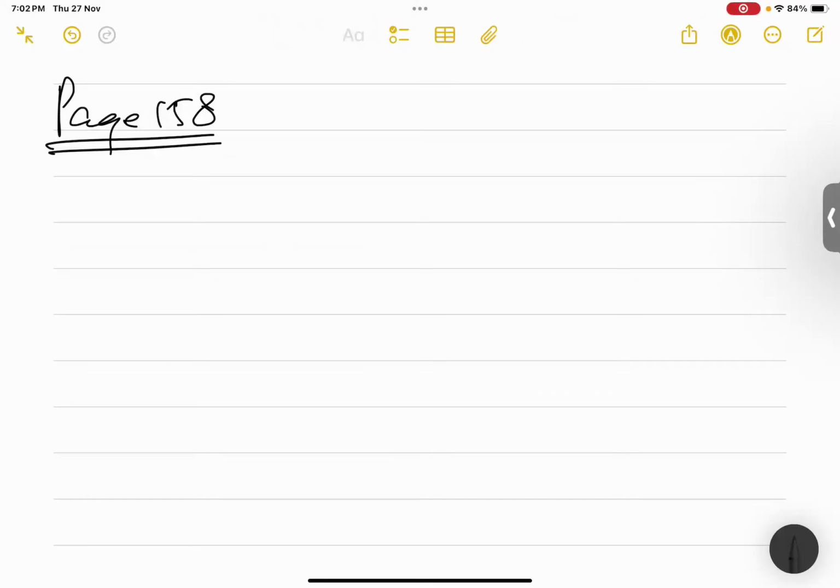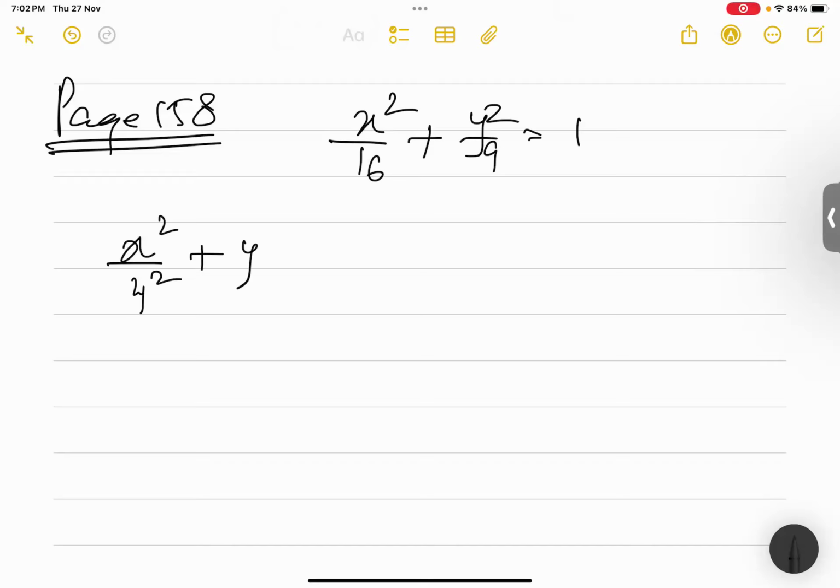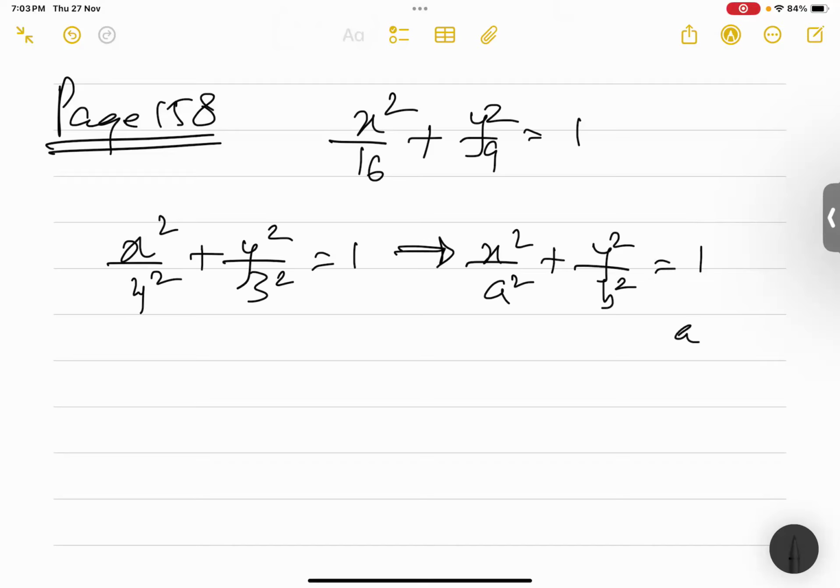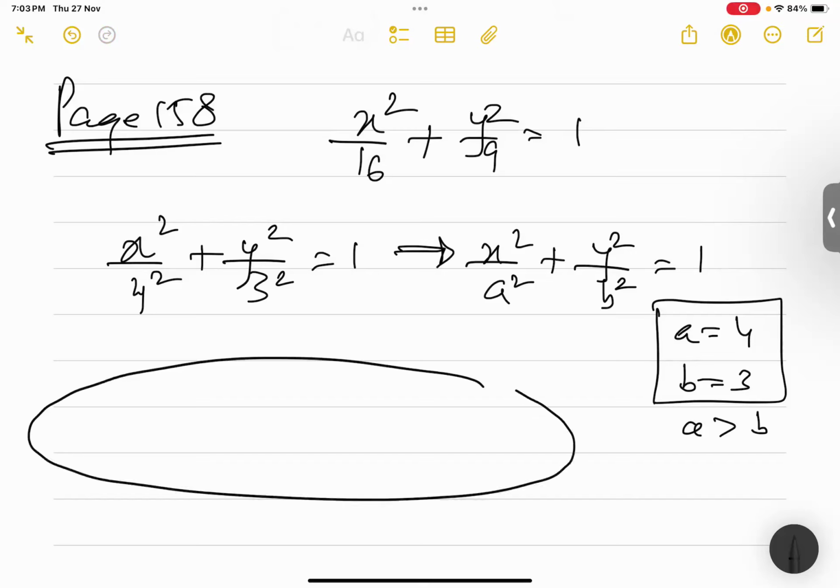Okay. So the ellipse over here is x square by 16 plus y square by 9 is equal to 1. So x square by 4 square plus y square by 3 square is equal to 1. Compare this with x square by a square plus y square by b square is equal to 1. So a is equal to 4 and b is equal to 3. A is greater than b. Horizontal ellipse. Diagram is symmetric.